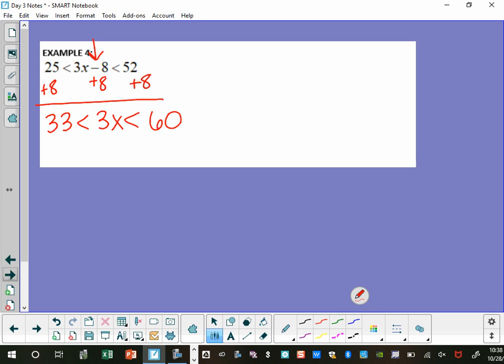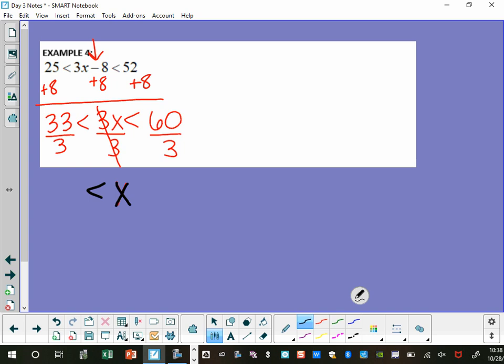How do I solve for x? Divide by 3 on all sides, right? Don't forget. Everything gets a division by 3. In the middle, it cancels out. Are my signs going to flip or anything? No. So I'm just going to rewrite.